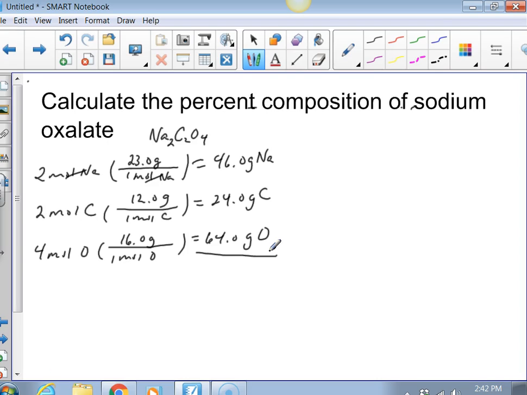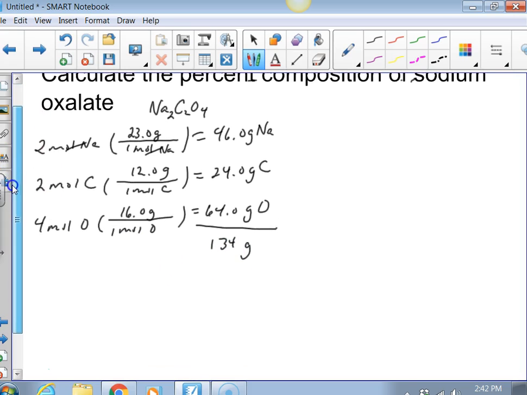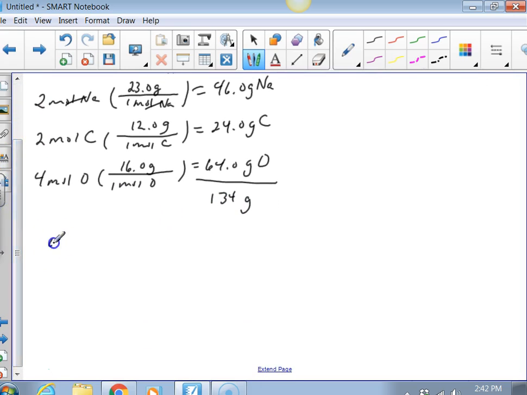This totals to 134 grams per mole of sodium oxalate. Now, in order to determine the percentage composition, we want to know the percent sodium, the percent carbon, and the percent of oxygen in the compound.